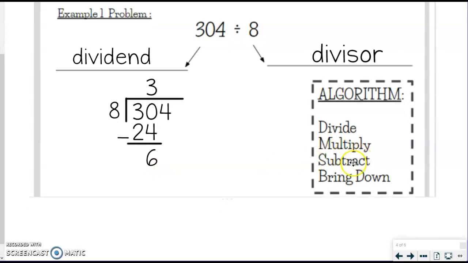Last part. Oh, and real quick, one little thing you might want to add in between your subtract and bring down step is we want to check. This is a great way to see if you missed a group up here.